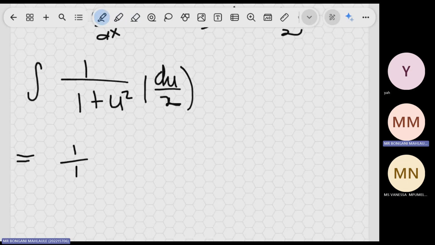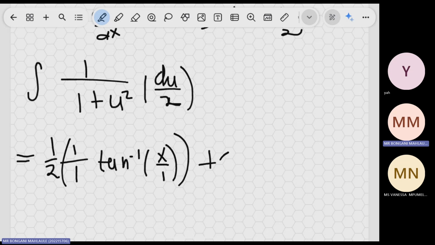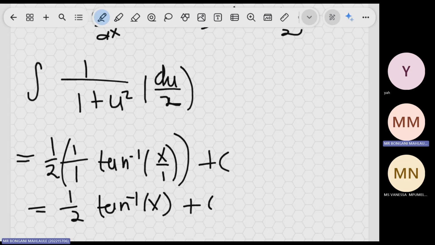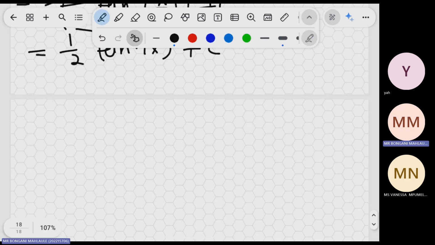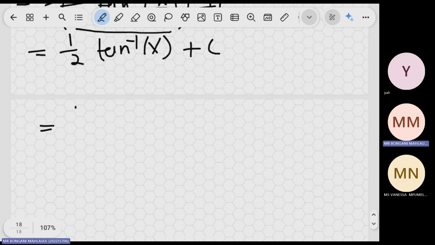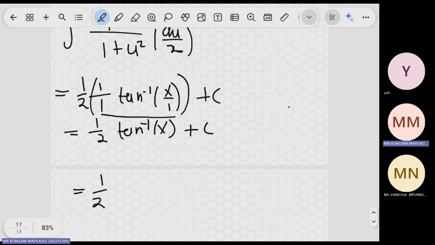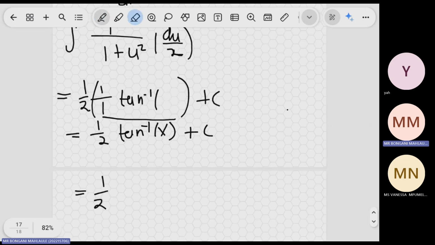Remember, when you apply that condition, it will be like this, right? x over 1. This is 1 over 2 plus c. Then this will be 1 over 2, the arctan of x plus c. This you don't have to write. I'm just showing you. Remember, I'm teaching you to understand. Then this will be equal to 1 over 2. This will be u, not x.